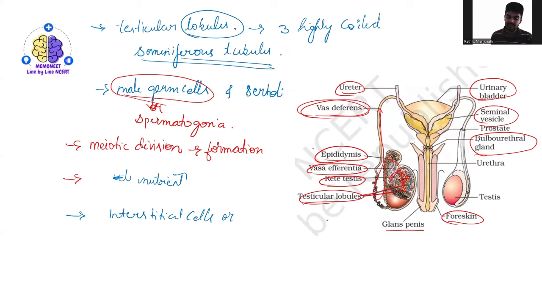So after the vas deferens, it joins the seminal vesicles, and then later it opens into the, where is it going to open? Urethra, okay, it normally opens to the urethra. Okay. So then this, yeah, just a minute.